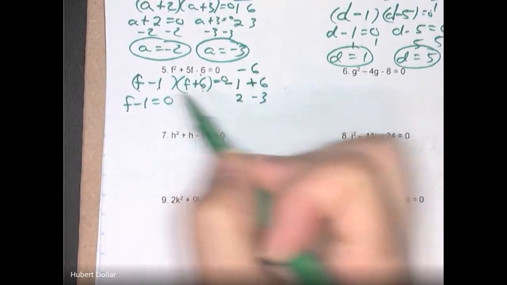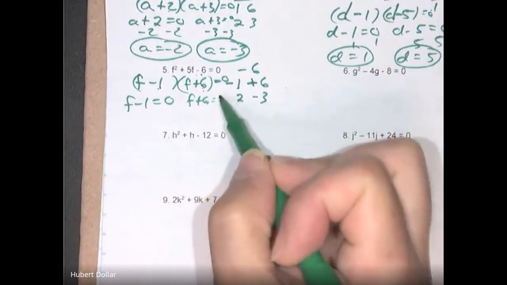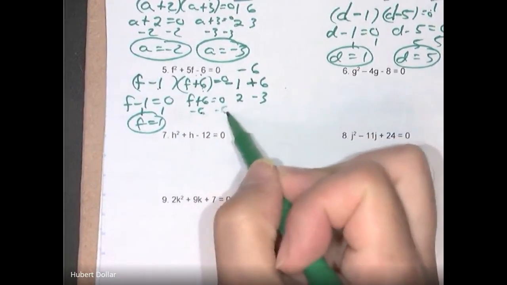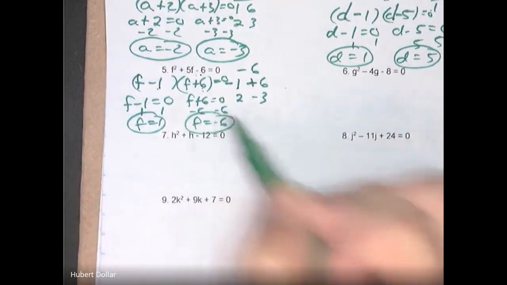So f minus 1 is 0, and f plus 6 equals 0. Add the 1, f equals 1. Subtract the 6, f equals negative 6.